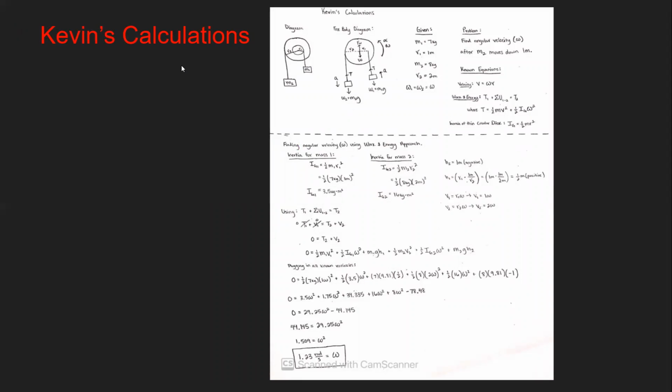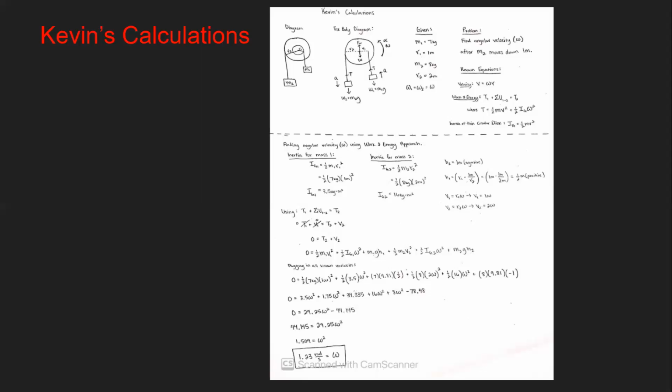Okay, so right here we have the calculations. As you can see in the top left, we have the diagram. To the right of that, we have the free body diagram. And then I wrote everything that was given. Our known equations for this problem are velocity, which equals angular velocity times radius. We also have work and energy, where T equals 1/2 mv squared plus 1/2 Ig w squared. And the inertia of a thin circular disk, given by the textbook that we are using, is I equal to 1/2 mr squared.